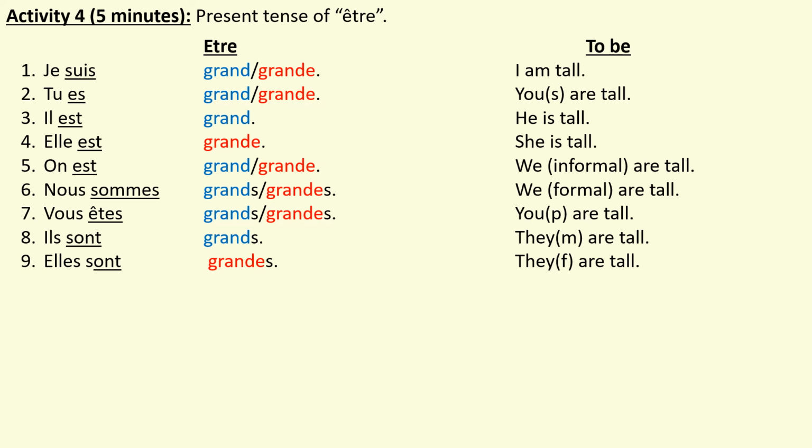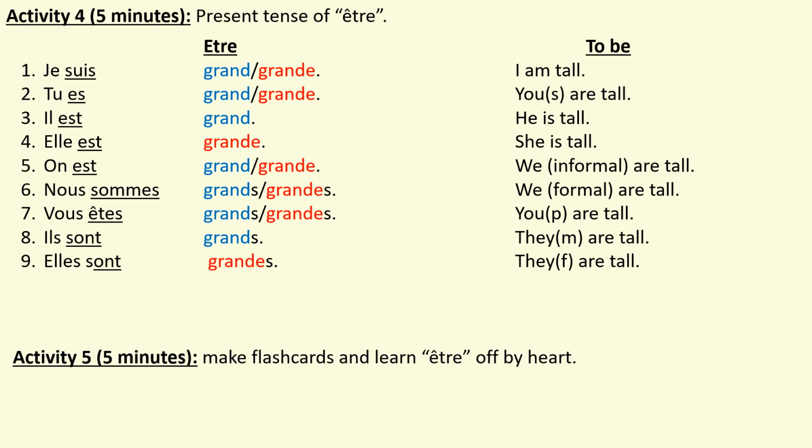Moving on to our next activity, which is of course to make flashcards and learn être off by heart, not by ear, of course. I'll correct this in the next version. Here is an example. Je suis on one side, I am on the other. You can now press pause, and when you think you know être very well, you can press play again for some practice activity.